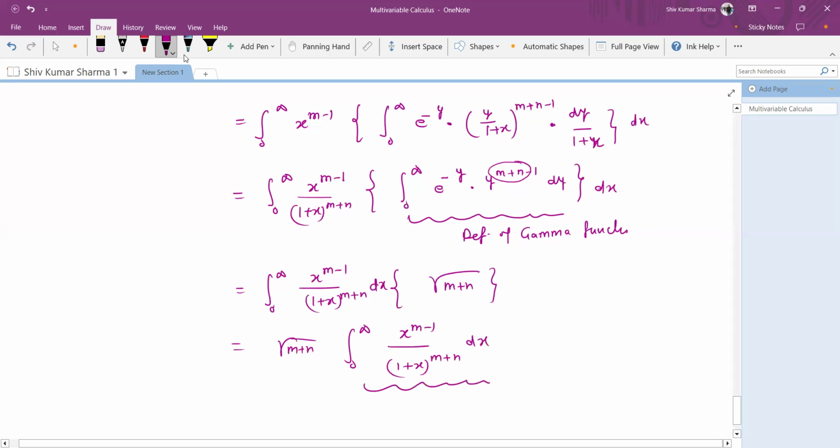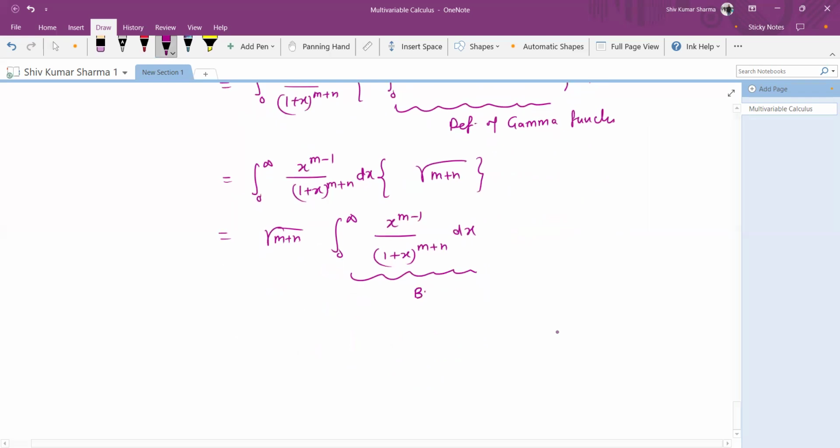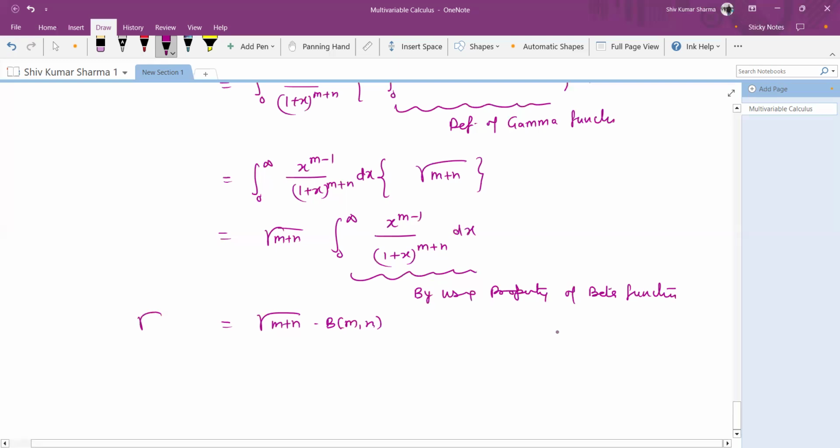So this will be equal to beta m n, by using the property of the beta function. So this can be written as gamma m plus n into beta m n. And what is the LHS? LHS is gamma m gamma n. So we write beta m n is equal to gamma m gamma n upon gamma m plus n. So this is our proof.